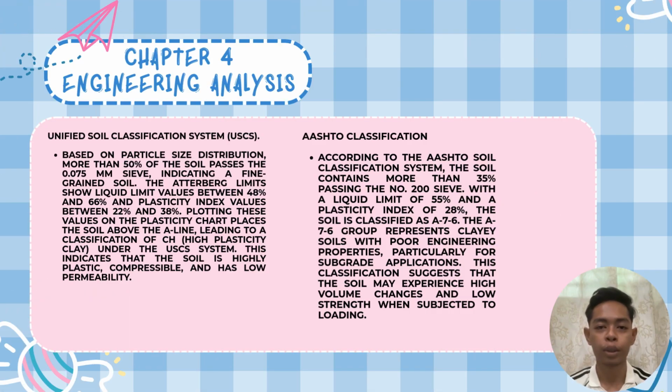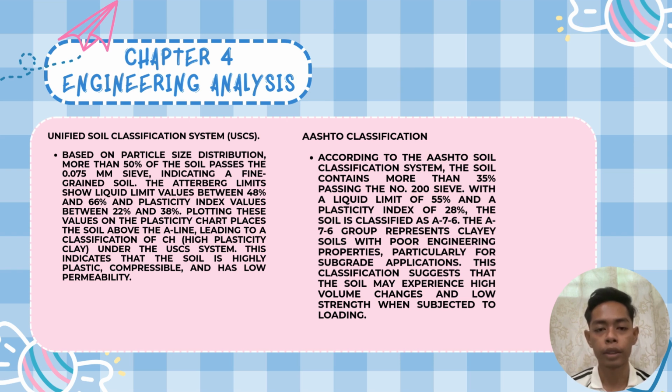Here we use two soil classification systems, which are USCS and AASHTO. For the USCS system, the soil is considered fine grained because more than 50% pass the 0.075 mm sieve. The liquid limit and plasticity index are high, so the soil is classified as CH, which means high plasticity clay. This type of soil is very plastic, easily compressed, and has low permeability.